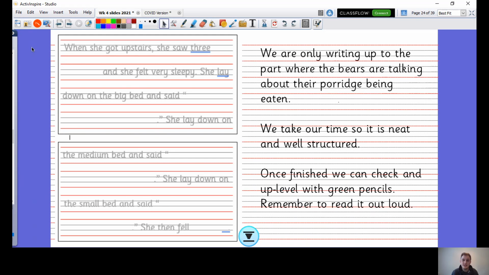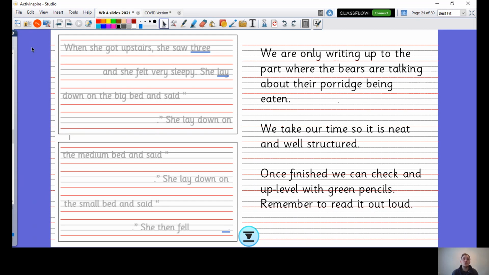We take our time so it's neat and well structured, and once finished, go back and go through and check. Have you got speech in there? Have you got speech marks or your inverted commas? Remember to read it out loud. Okay, try out some of the strategies that I've suggested to keep you motivated with your writing.